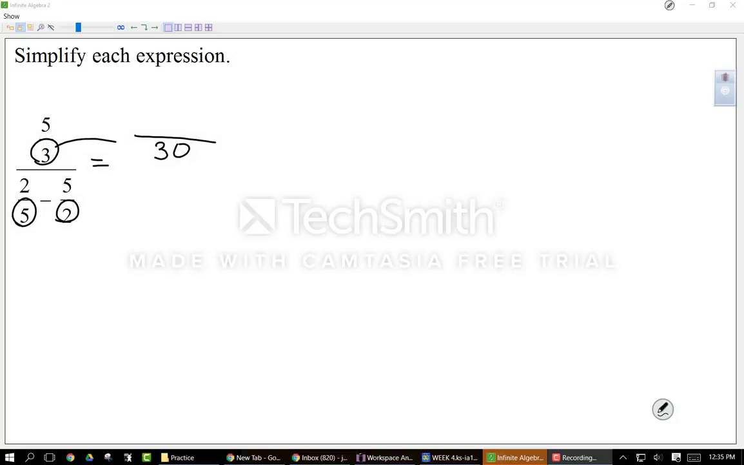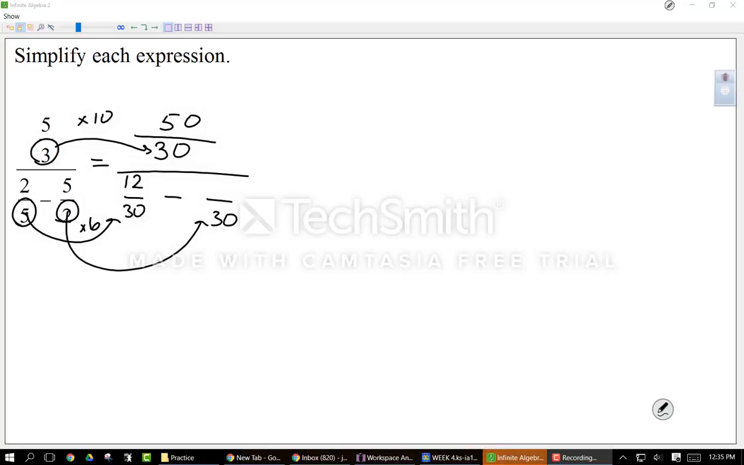So how did I go from 3 to 30? I multiplied by 10. So now my new numerator in my fraction is now 50. Still have my big fraction there. And then now I have my individual fractions in my denominator. This 5 right here made 30. How? I multiplied by 6. So this becomes a 12, because 2 times 6 is 12. This 2 changes to a 30. What did I multiply? I multiplied by 15. So 5 times 15 is 75.